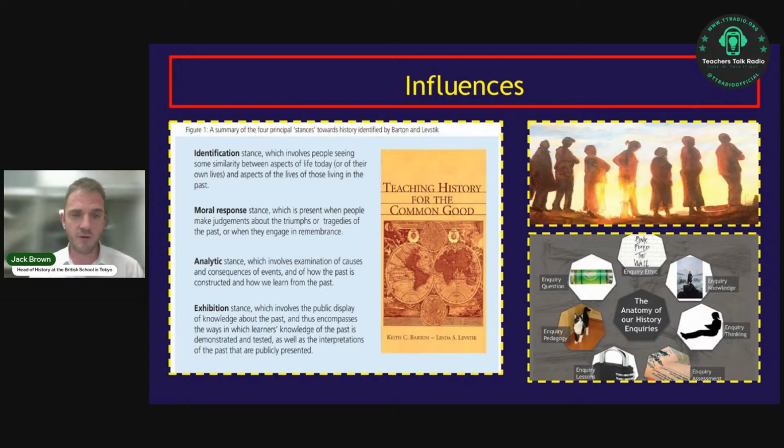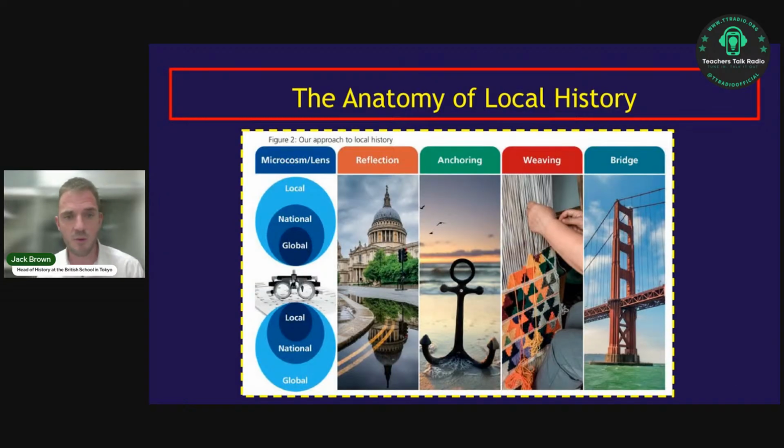We actually came up with 5 different approaches. I'm only going to talk about 2 of them today. And really, this idea of local history being a microcosm for our local, national, and global story, but also how local history can act as a mirror, and it can act as a mirror which forces us to engage in this kind of process of reflection.